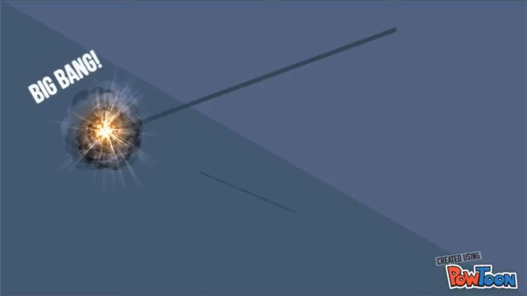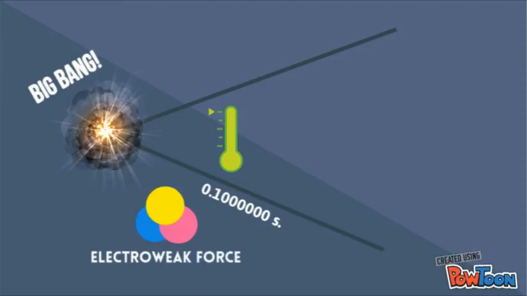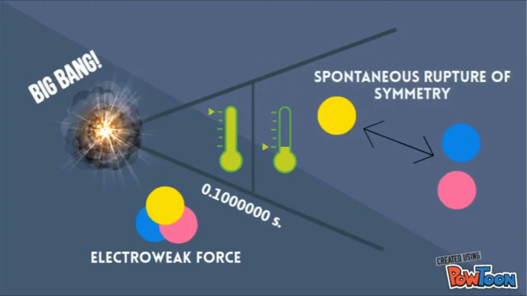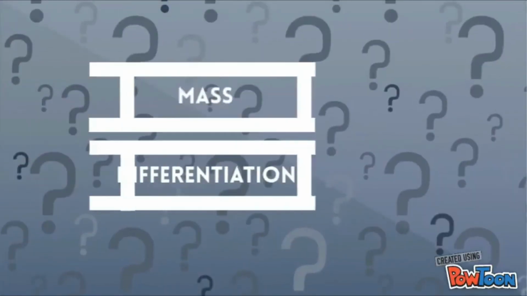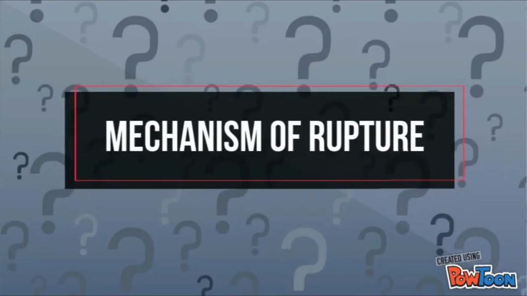These three scientists proposed that in a few millionths of a second after the Big Bang, when the universe was at very high temperatures, the particles of these forces were essentially identical and were part of a single major force, the electroweak. When the universe began to get cold, both particles separated by what is called a spontaneous rupture of symmetry and acquired different masses and properties. However, this theory was still lacking a factor to understand mass differentiation, a mechanism of rupture.